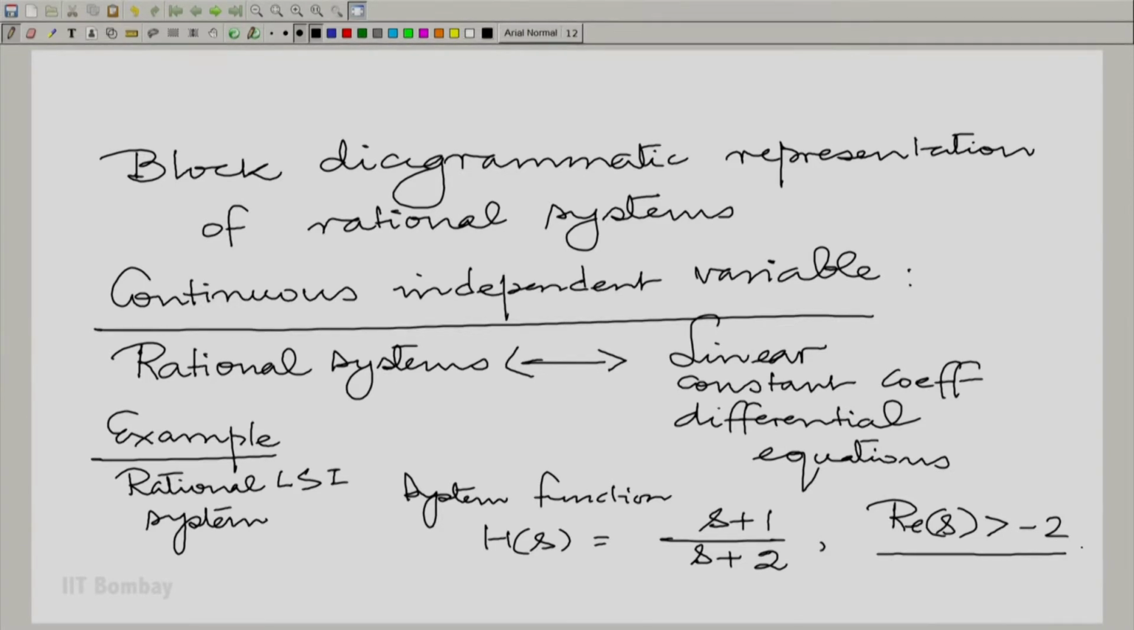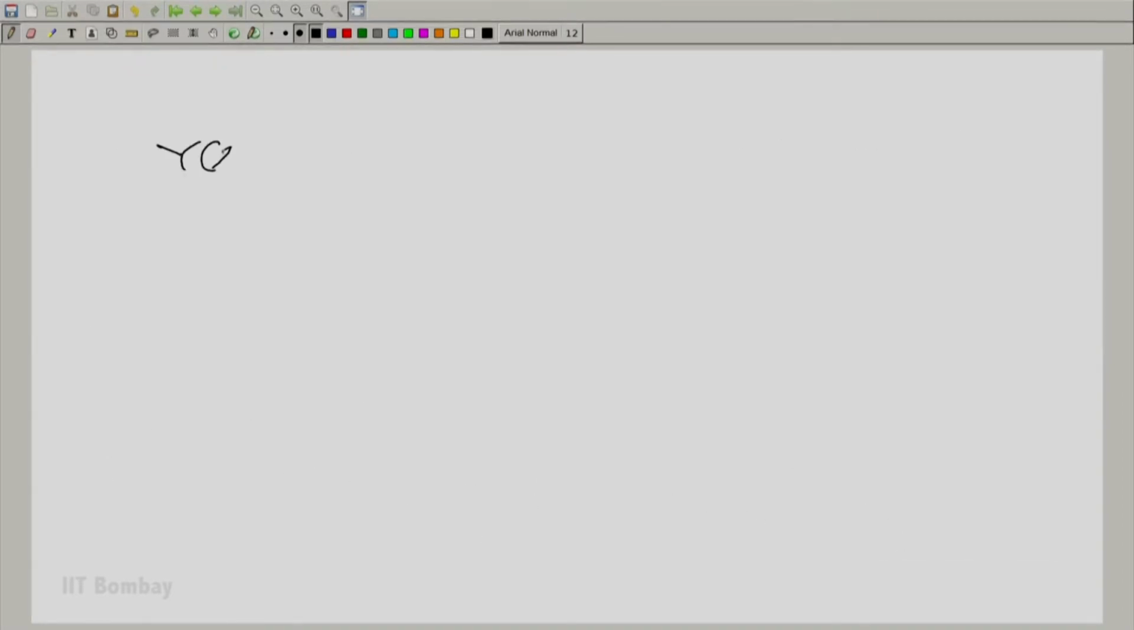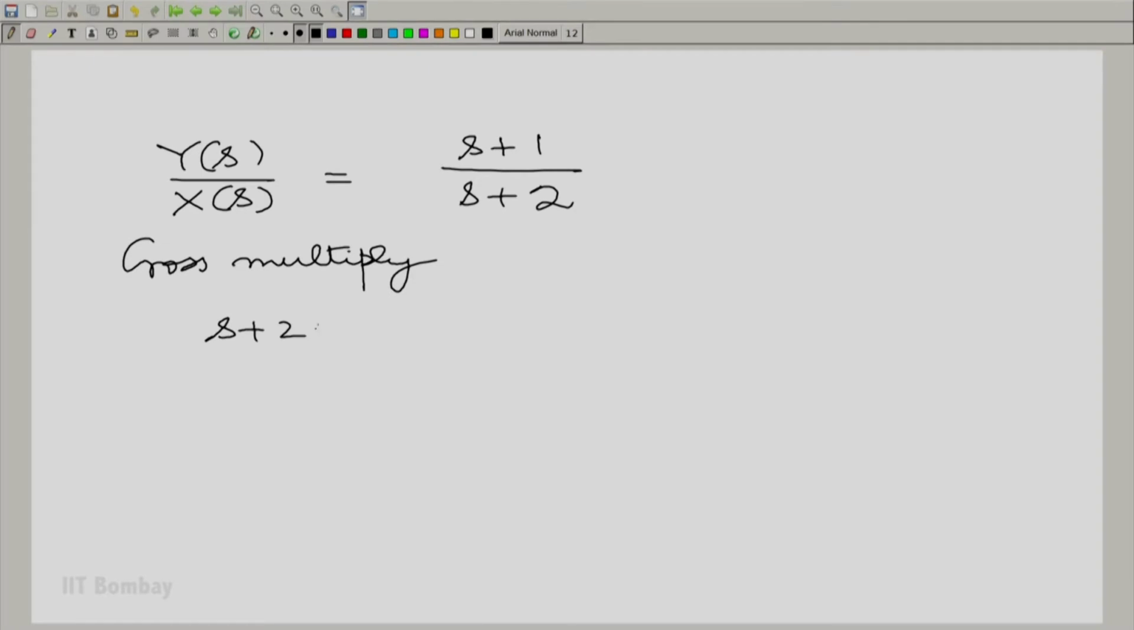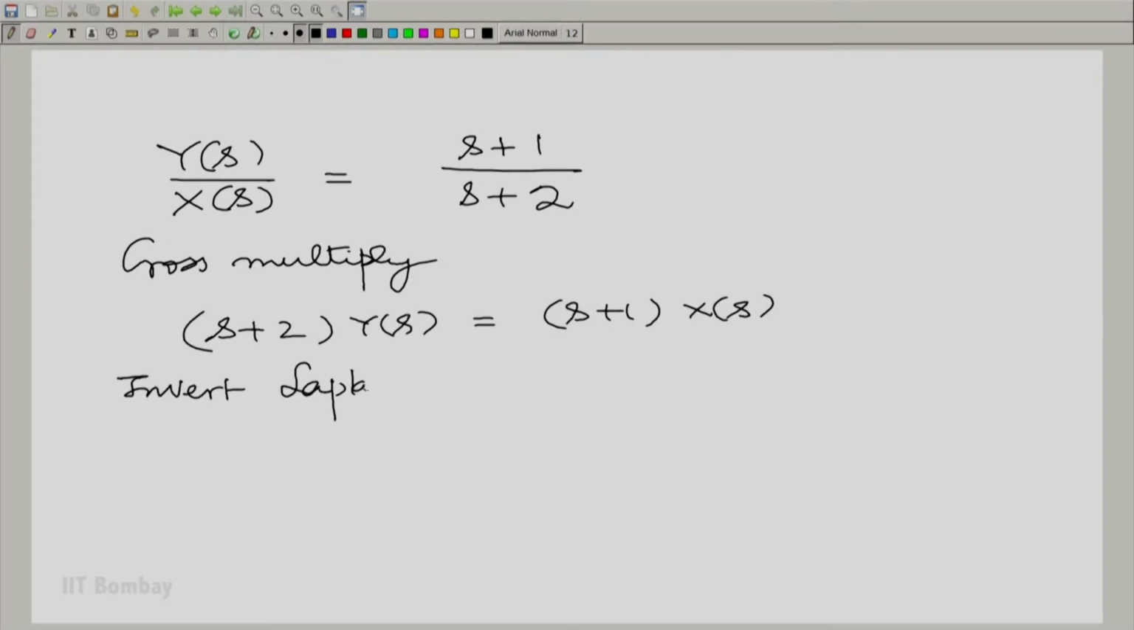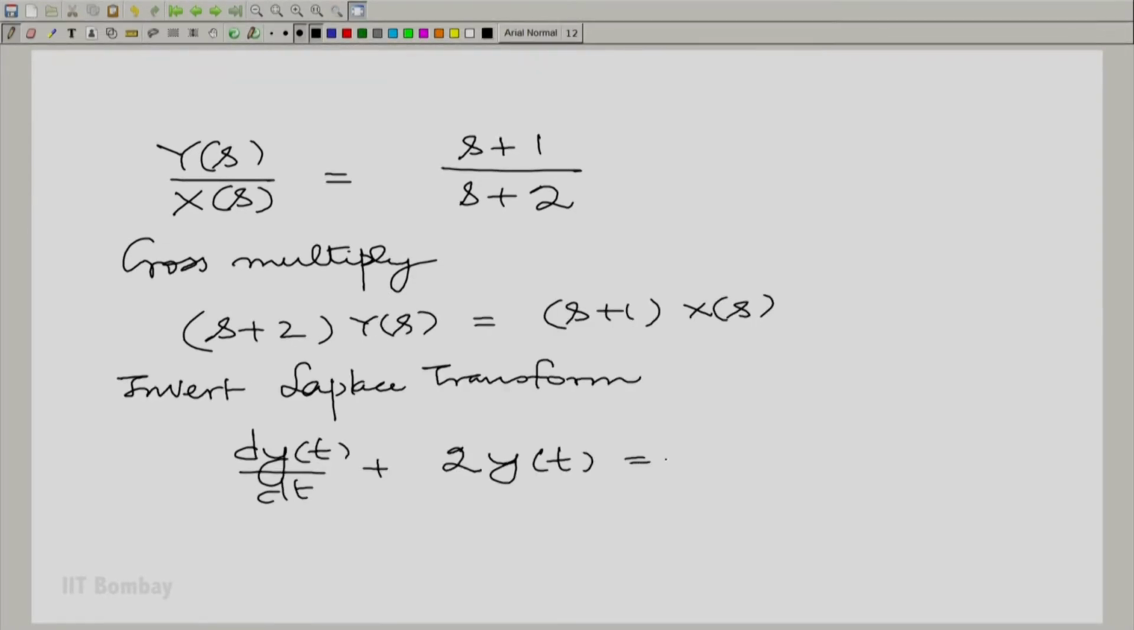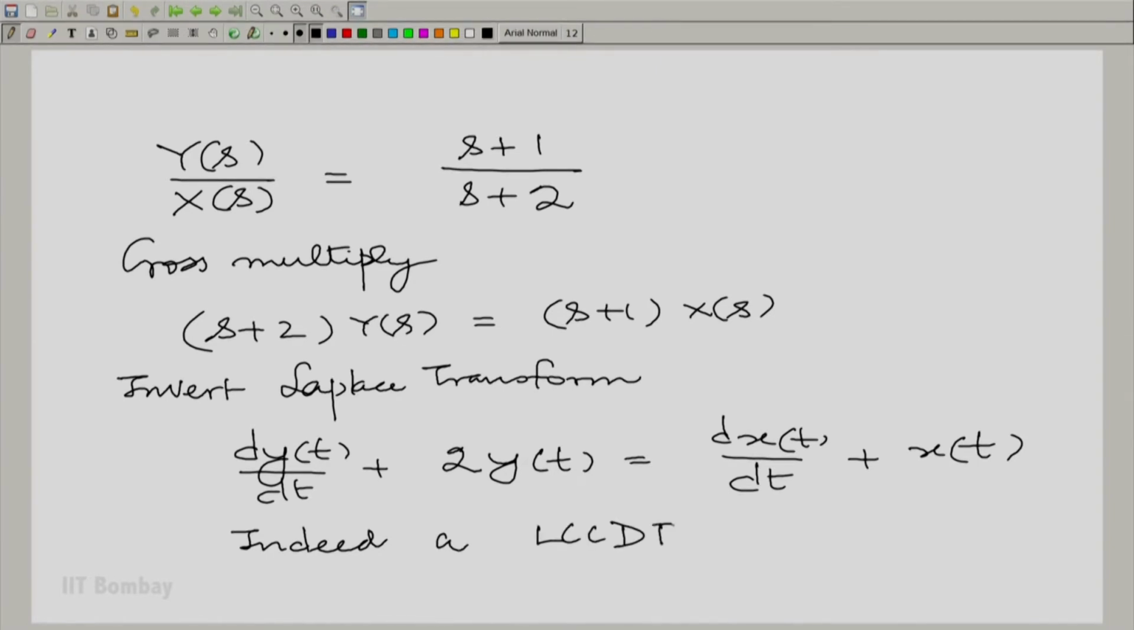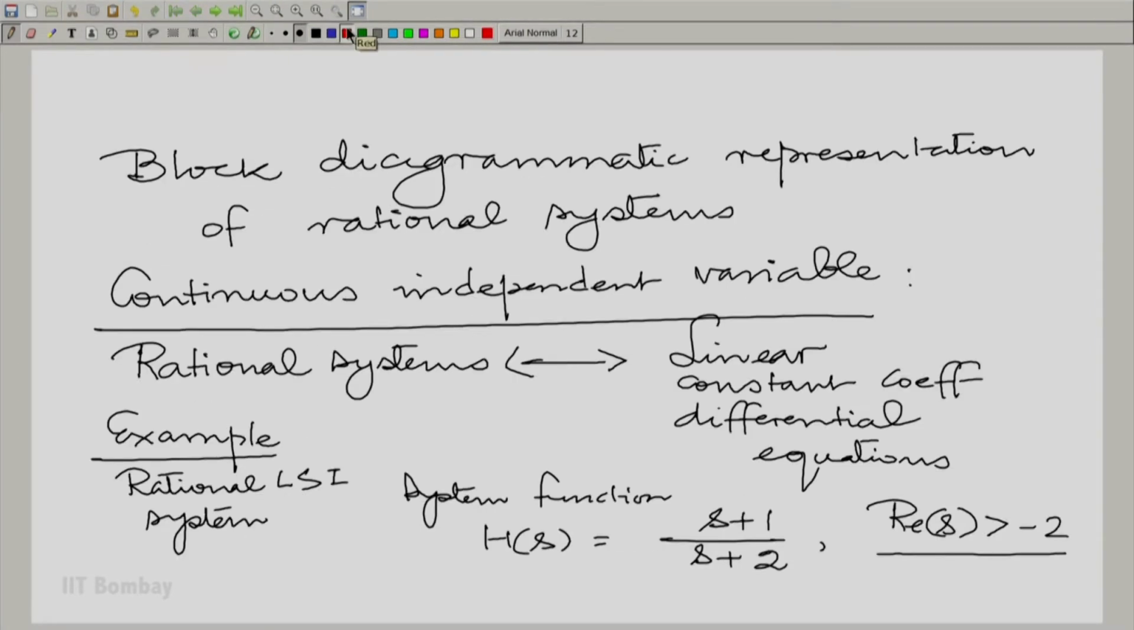Now, how do we write this in the form of a linear constant coefficient differential equation? So, let us write down what the system function means first. Y of s by X of s is (s plus 1) by (s plus 2), and we can cross multiply, and we can invert the Laplace transform. Now, this is indeed a linear constant coefficient differential equation. Remember, that is what we were looking for when we said that there was a correspondence.